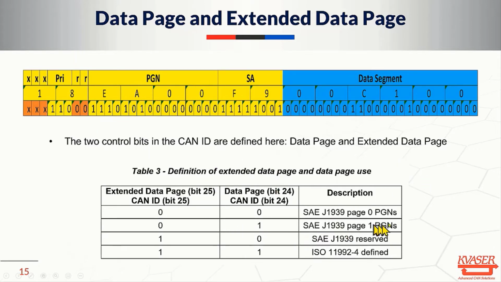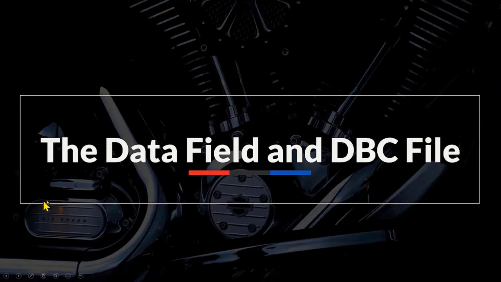So we're only really dealing with J1939 PGNs here, when the extended data page is 0. That's really all I need to say about that. So you understand how all of the rest of this format breaks down and works at this point. Okay, so we're going to jump into the data field now.